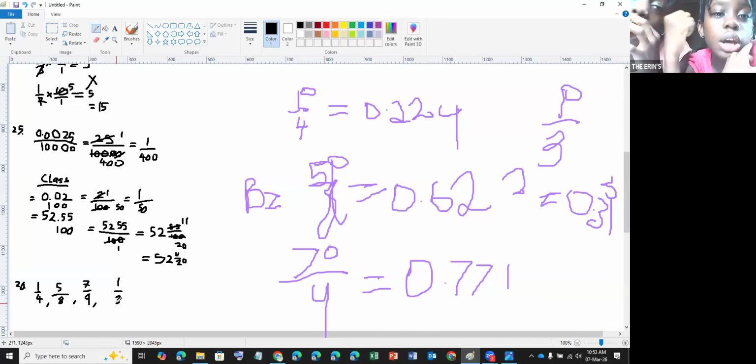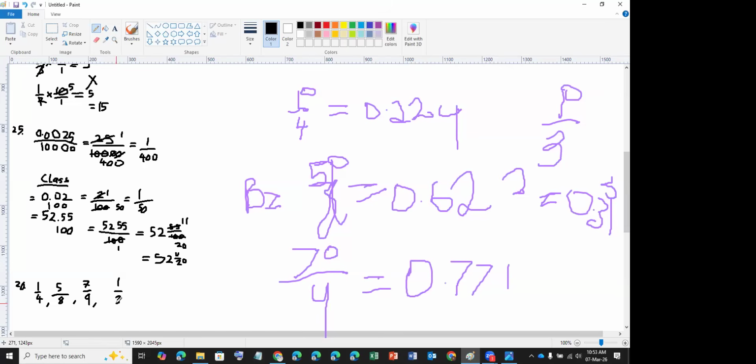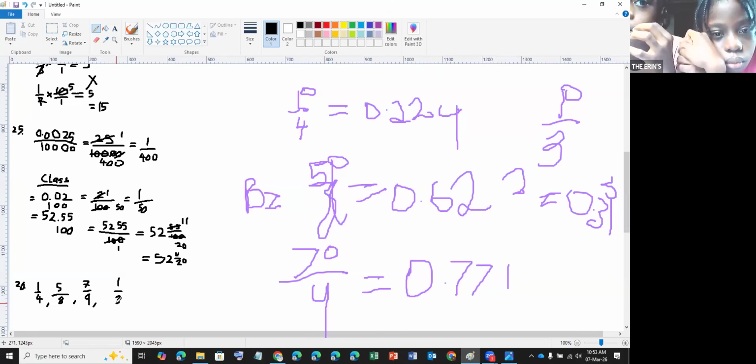The LCM is longer and this one is shorter. Really? Okay. I'll leave you to think about that yourself.